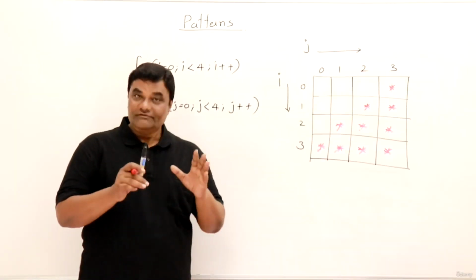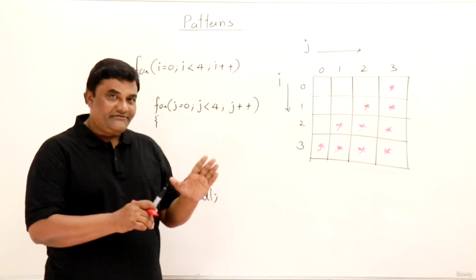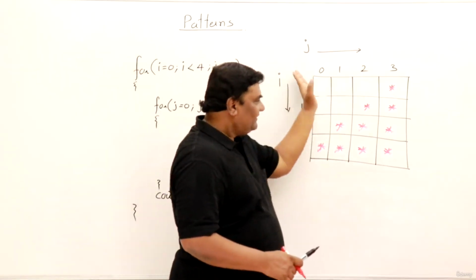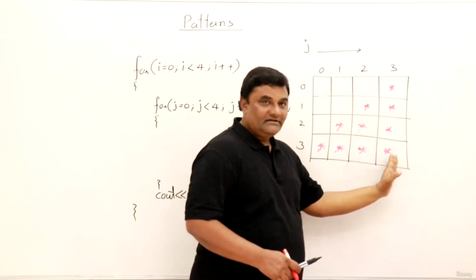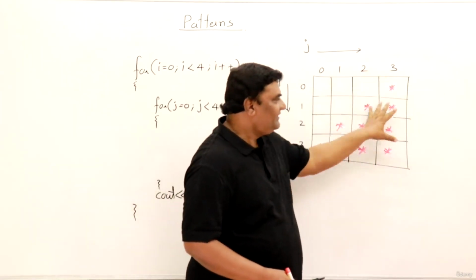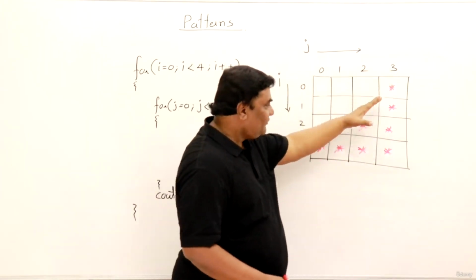Now we will learn about one more pattern. We have already seen a similar pattern, but this is different. How is it different? If you observe the previous pattern, the asterisks were in this diagonal, right? One time I filled this region, another time I filled this region, but the asterisks were going in this diagonal. But now this is the opposite diagonal.